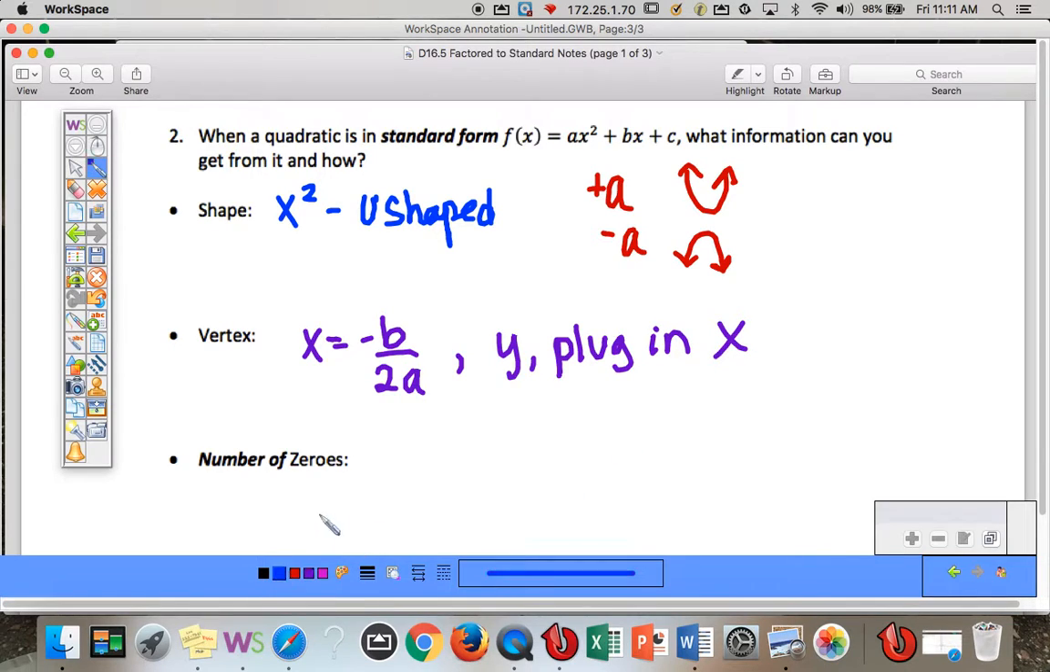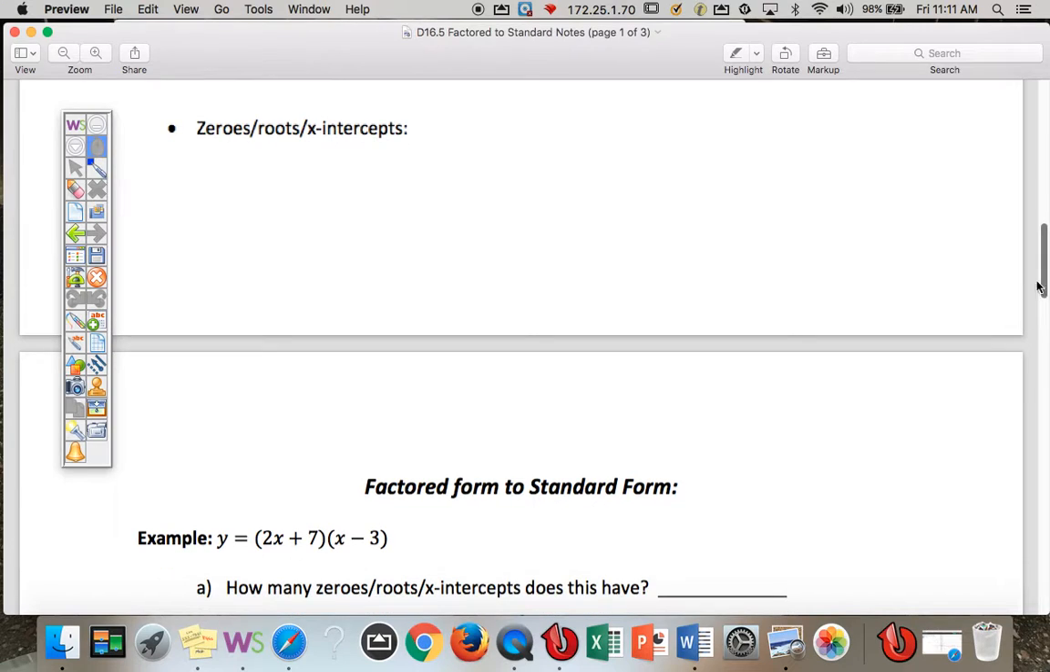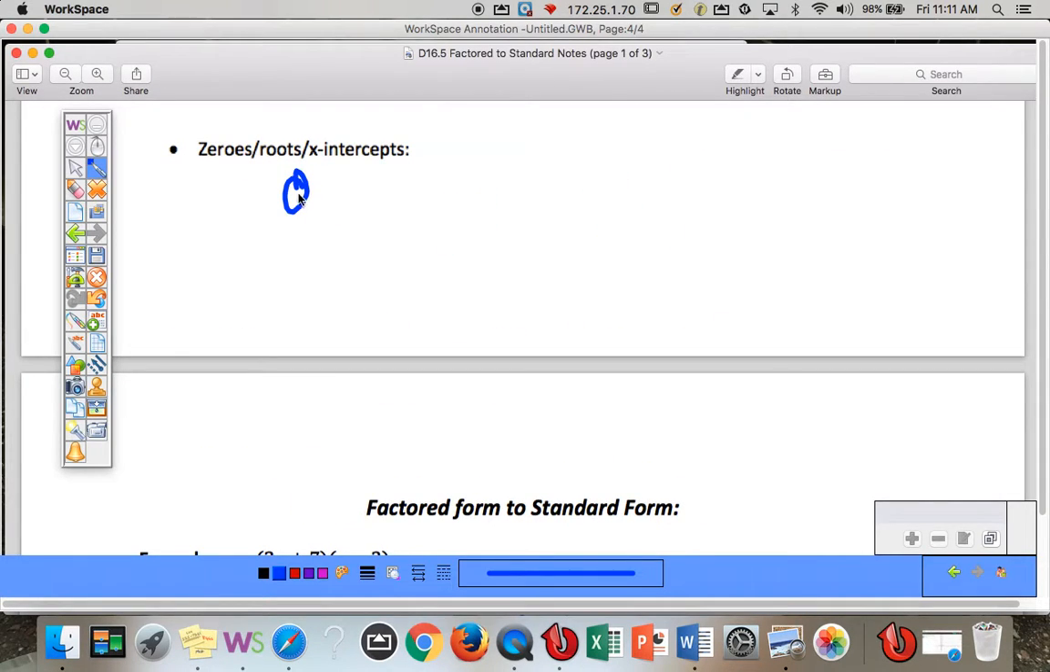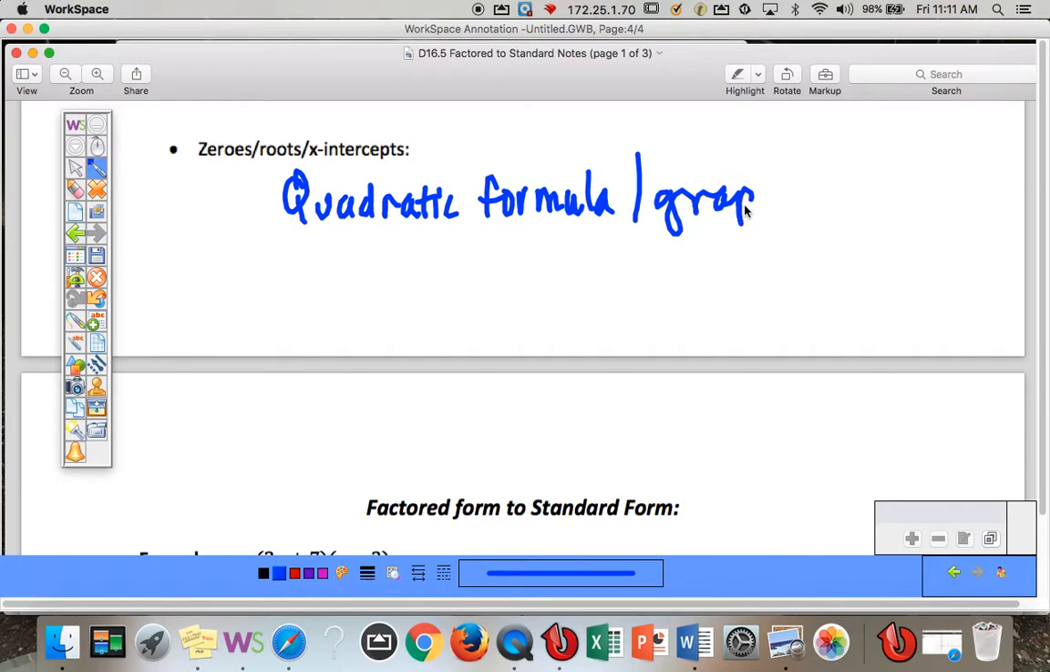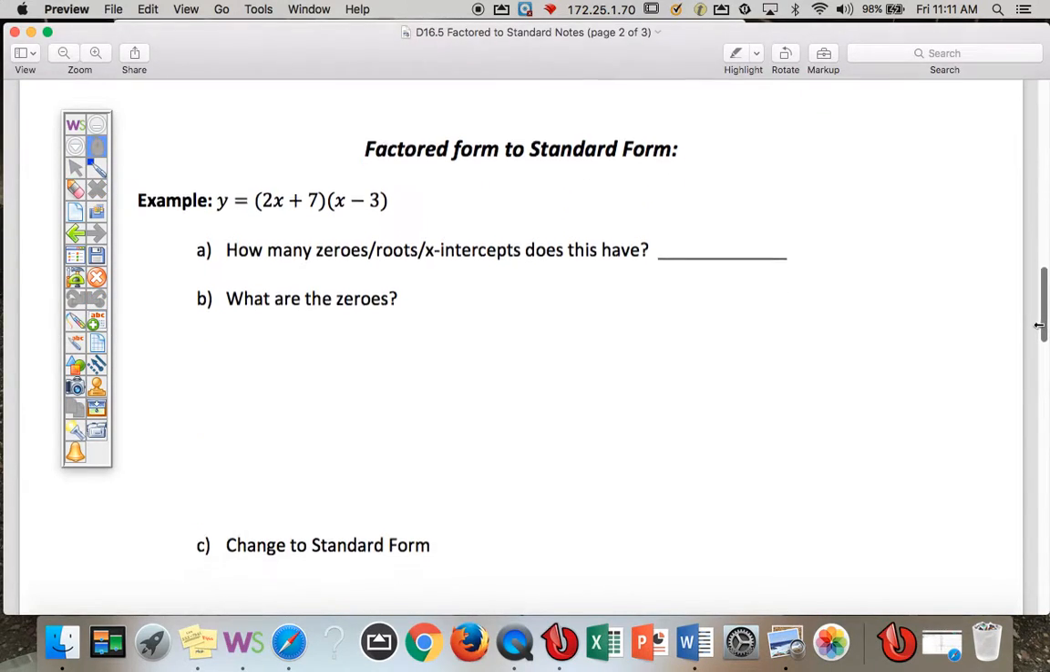It can tell you the number of zeros by looking at the discriminant, which is b squared minus 4ac. It tells you how many answers there are. You can actually find the zeros by graphing or using the quadratic formula. But today we're going to focus on factored form. How do you change it to standard form?